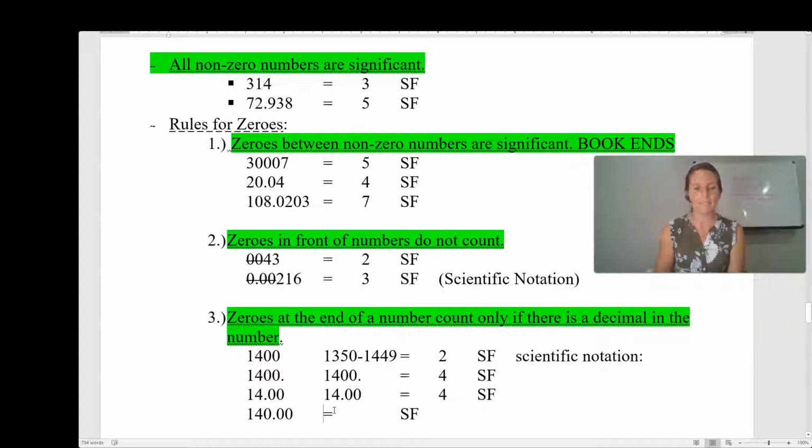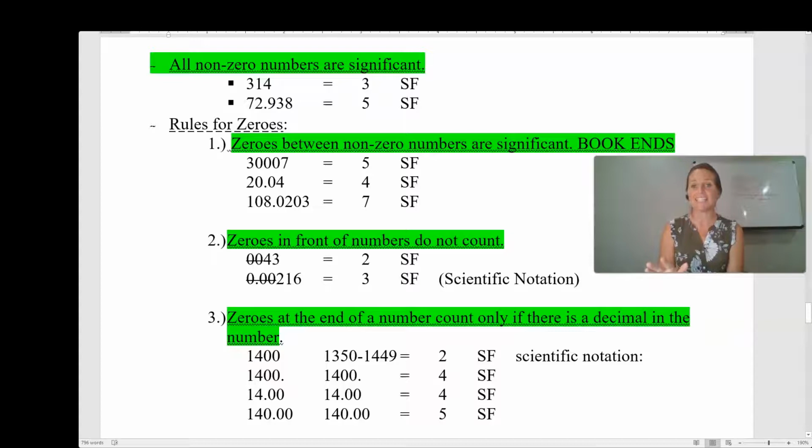And last but not least, $140.00 means $140 flat, not $140.01, not $139.99. It means $140, and so it is specific all the way up to 5 decimal places.